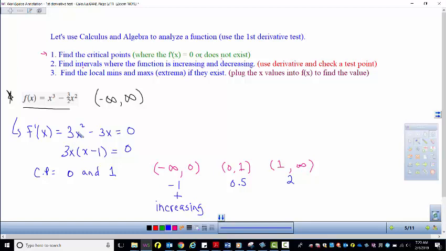I'm going to put 0.5 in there. If I put 0.5 in there, that's going to give me a negative value. And you can use your calculator to look at that, but I know it's going to give me a negative value, which would mean my function is decreasing.